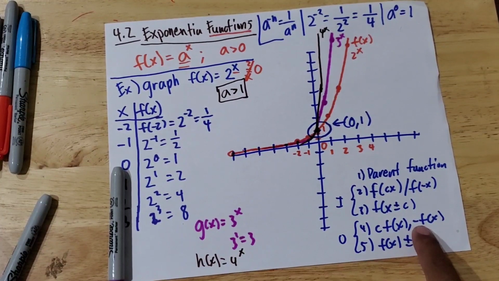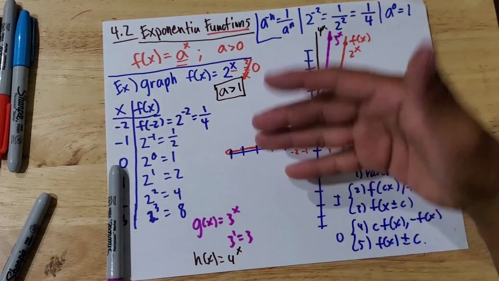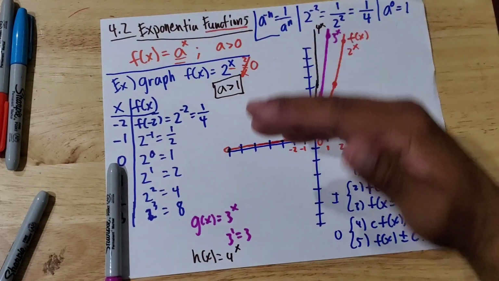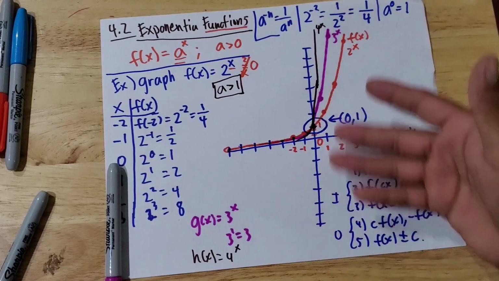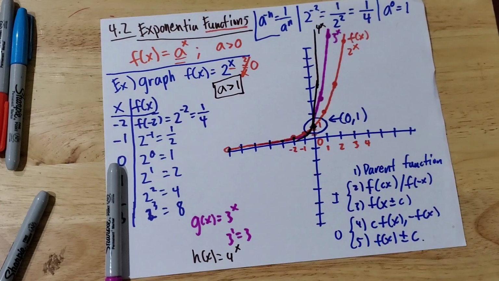And don't forget, the negative outside does a reflection on the x. So that changes all the y coordinates below to above, and all the ones that are above to below, if there are any. In this case, there aren't any, so we wouldn't actually flip it. And then the positive and negative outside shifts it up and down. So we'll look at some examples of this.